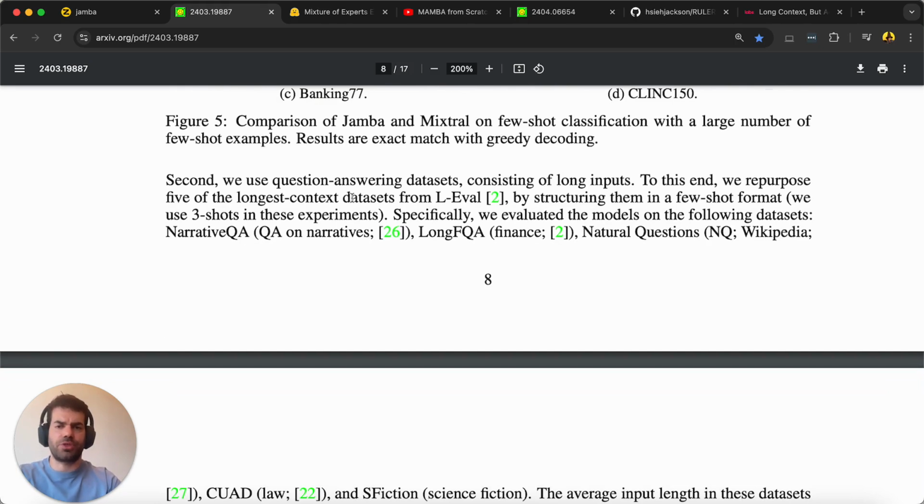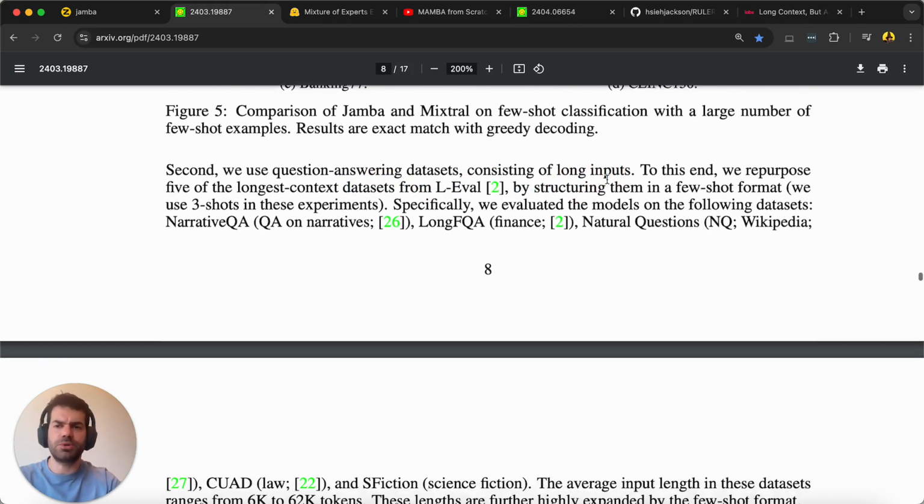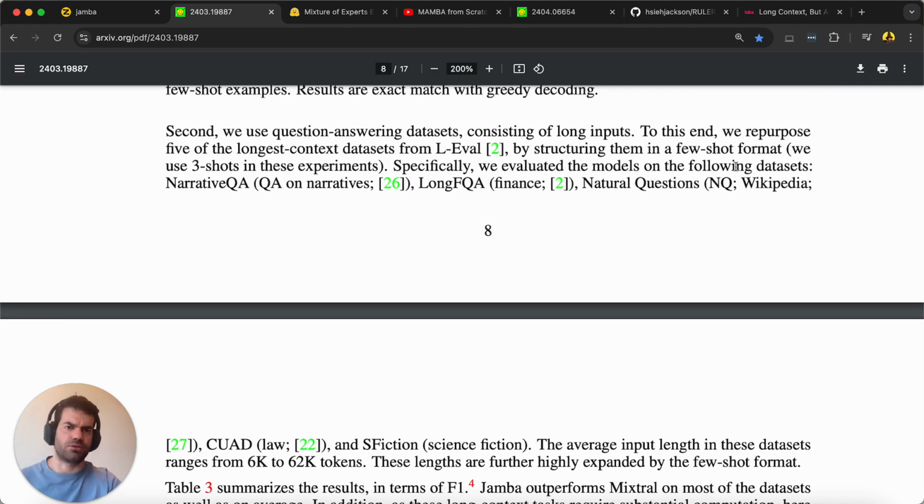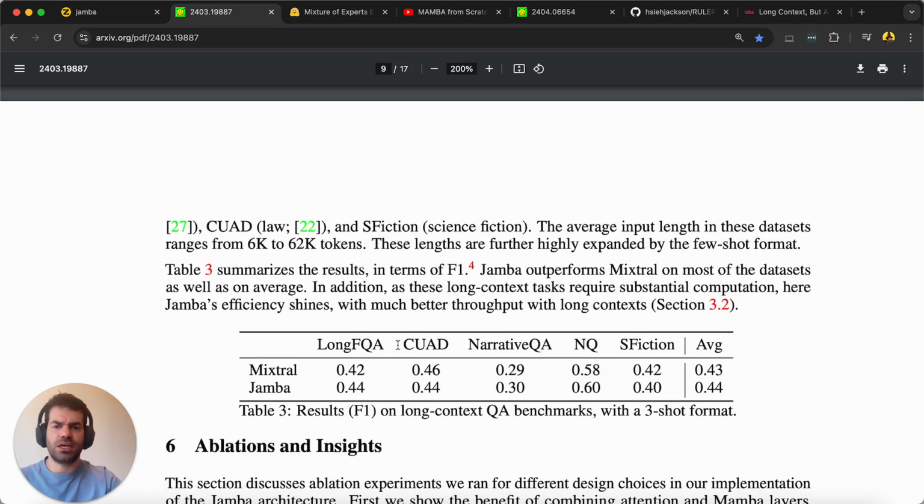Also, another thing we did here: question answering datasets. Before it was classification, now it's question answering datasets from long inputs. Again, we did it in a few-shot format. So first of all, it will be easier to enforce the output and also to make the context even longer. And you can see here again that Jamba really beats Mixtral in almost all of them, especially on the average.